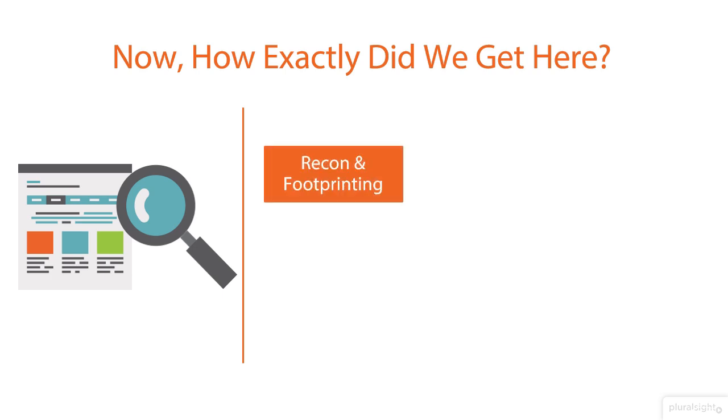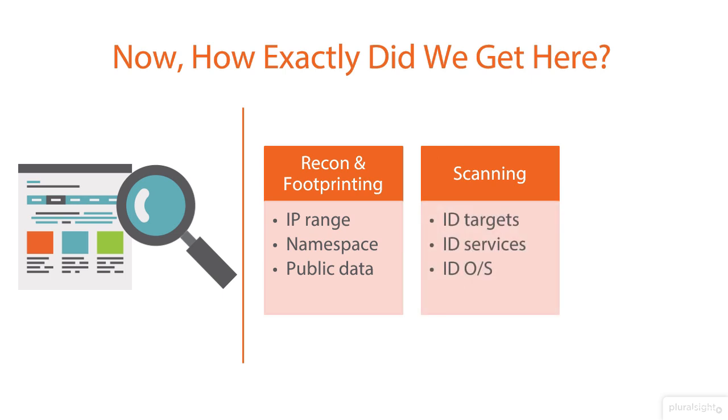We then went through and took a look at reconnaissance and footprinting. In that course, we took you through the process of coming up with a target, finding out its IP address range, looking at its DNS namespace, as well as other public data that could help us focus in on our target itself. Then we went through in the scanning course and we talked about how to scan the network.